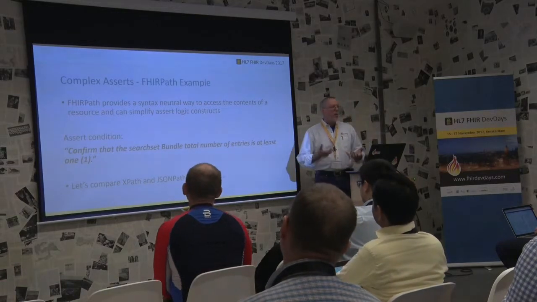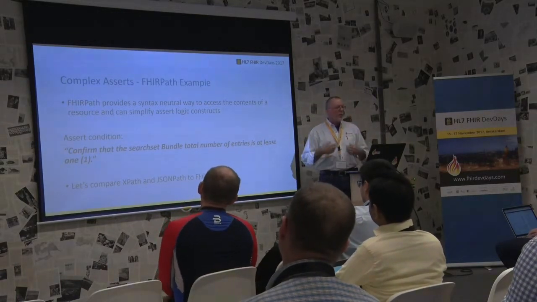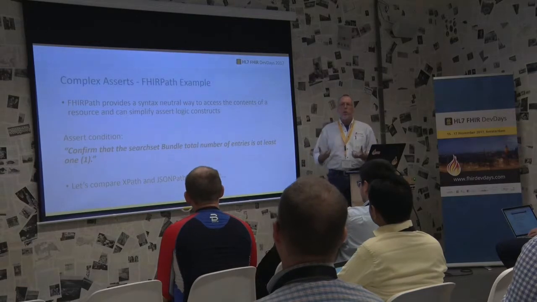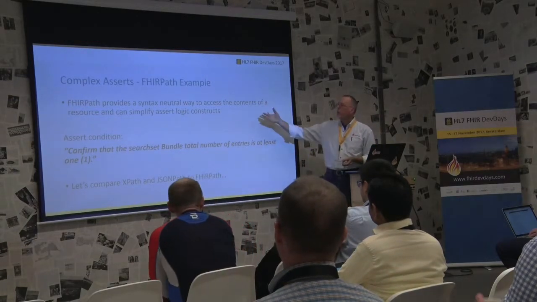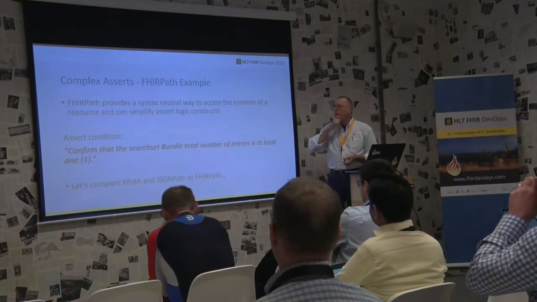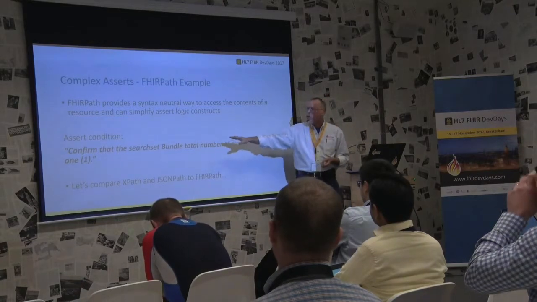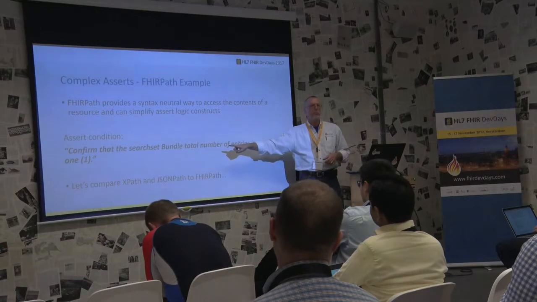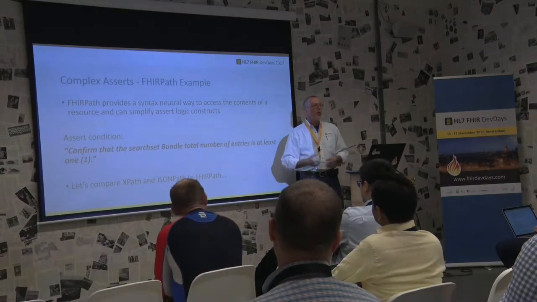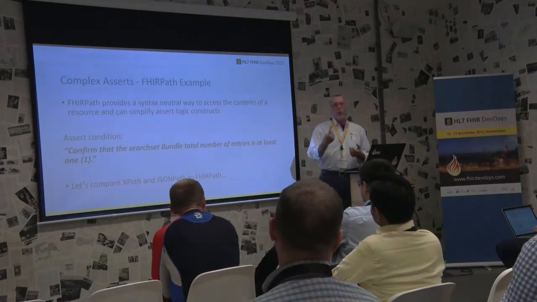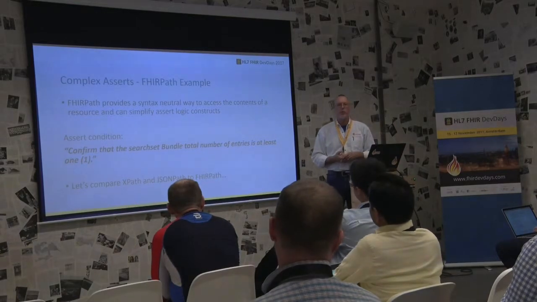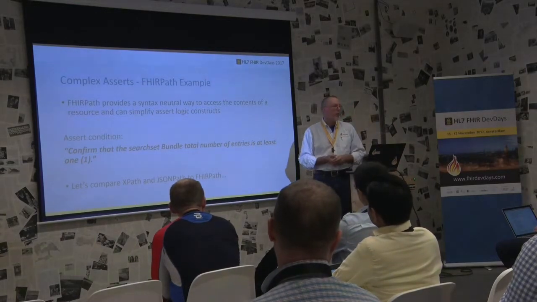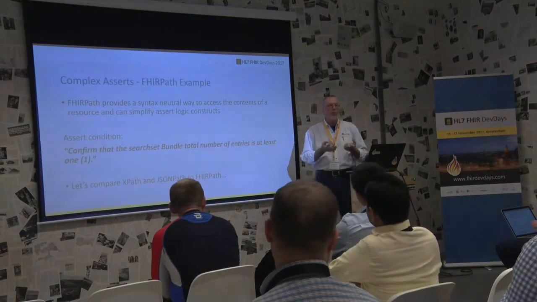So here's an example of doing FHIRPath. First we have to define what it is we want to test. So we have an assert that we want to define, and that assert is: confirm the search set bundle total number of entries is at least 1. Okay, I'm doing a search operation, and I want to verify that I get at least one match back in my search. That's a very simple thing I want to check. I don't want 0 results, I want to find at least 1.